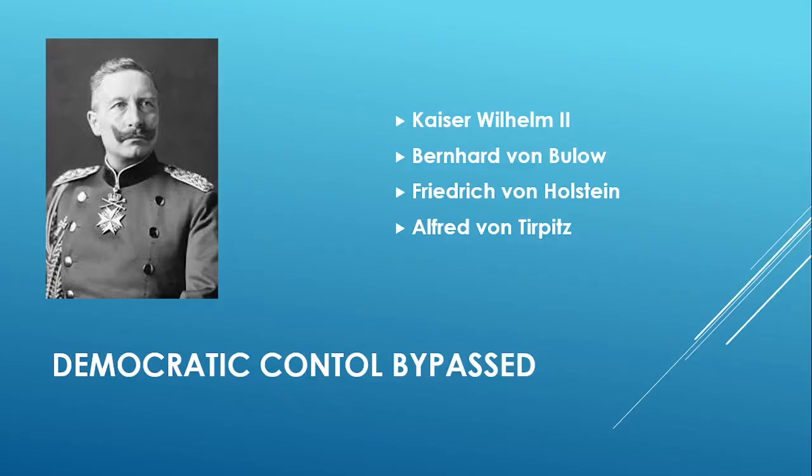Count Bernhard von Bülow, who was foreign minister from 1897 and chancellor, though remaining mostly interested in foreign affairs, from 1900 to 1909. Friedrich von Holstein, senior advisor to the Foreign Office since 1878, and very much a power behind the scenes. And Alfred von Tirpitz, who became Secretary to the Navy in 1897. And they were all in the business of making Germany a great power, a power to be respected, if not feared.